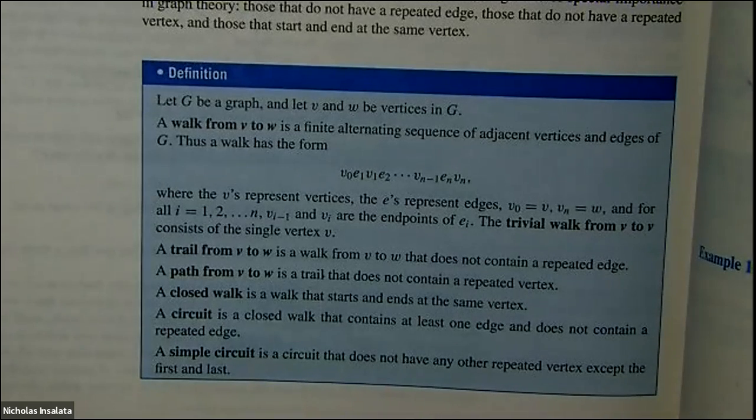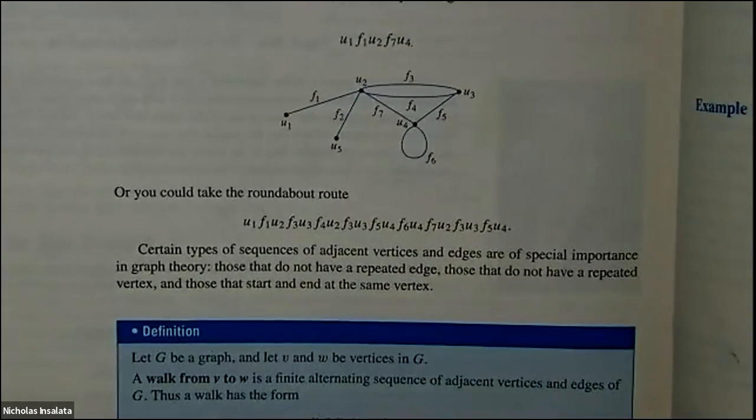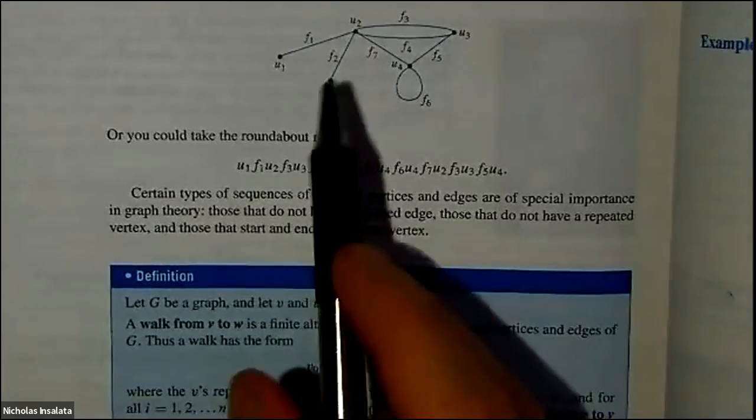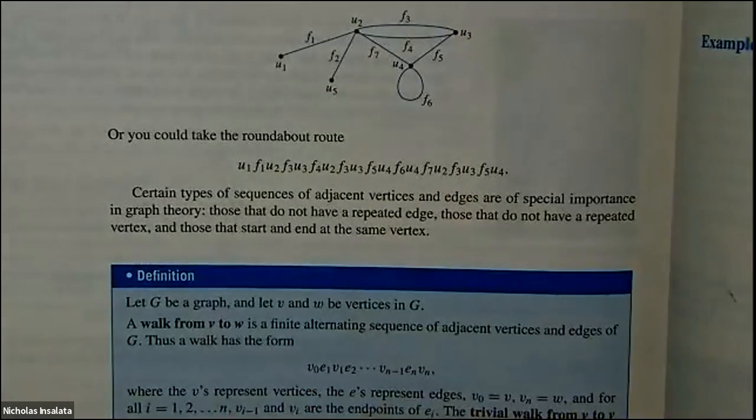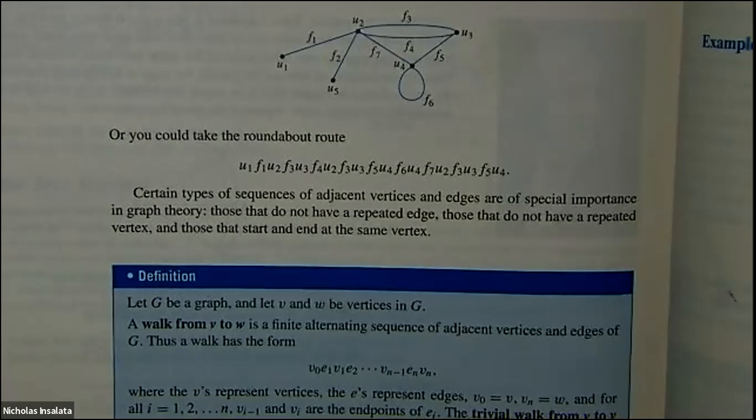So let's do a trail that's not a path and a trail that is a path. How about in this example here? Can someone give me an example of a trail in this graph that is not a path? And finally, a trail that is a path. So first of all, what's a trail that's not a path? Someone tell me one.